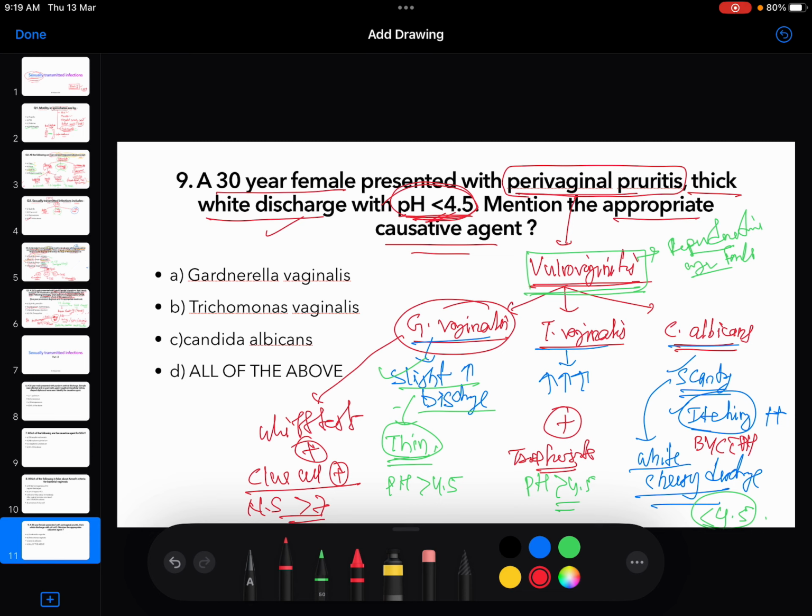Then coming to the question, a 30-year-old female, that is in the reproductive age group, presented with perivaginal pruritus, that is itching, and thick white discharge with pH less than 4.5. Then the appropriate answer is Candida albicans, which causes vulvovaginitis. The answer here is Candida albicans. Thank you.